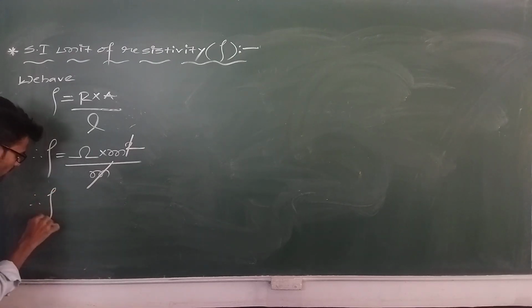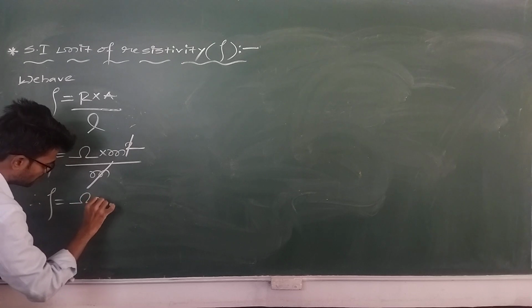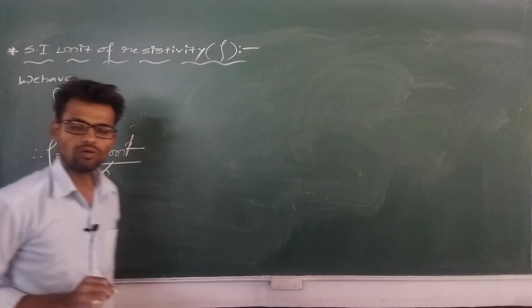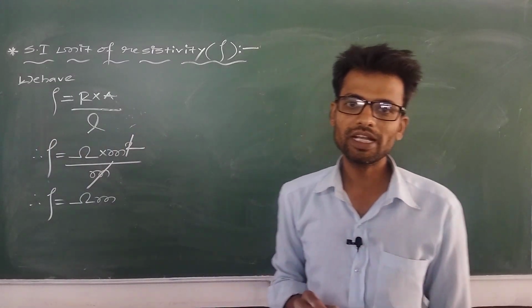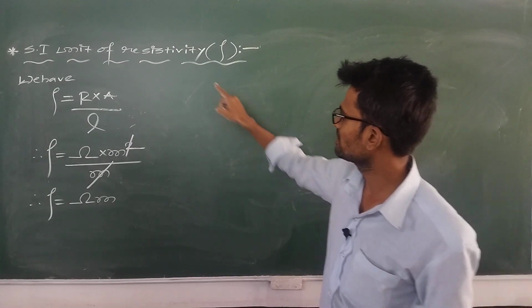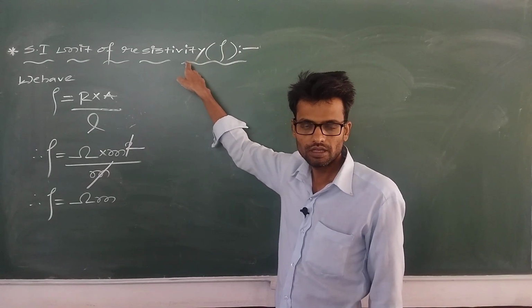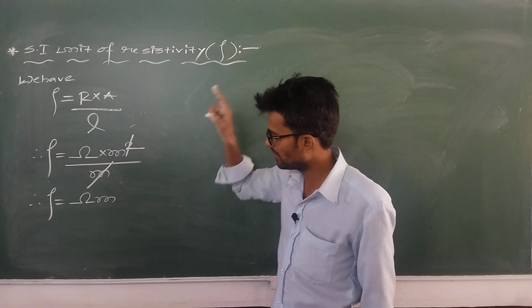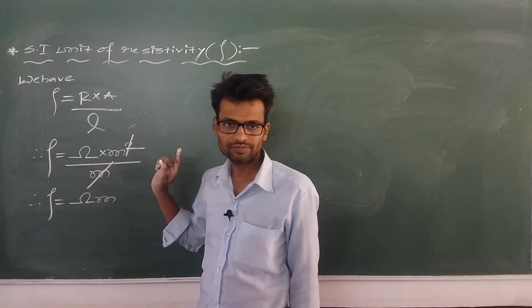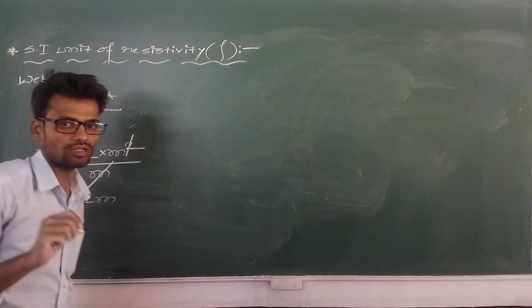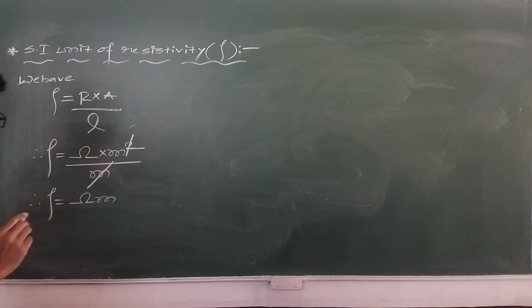So therefore rho equal to ohm into meter. Ohm into meter is the SI unit of resistivity. Remember, the SI unit of resistivity is ohm into meter. The SI unit of resistivity is what? Ohm into meter.